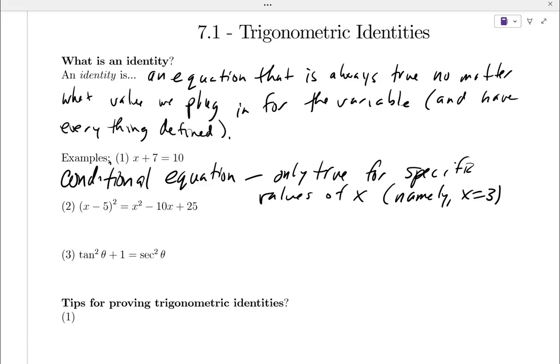Let's look at the next equation. Is this an example of an identity? Is this true no matter what you plug in for x? Yeah, because notice if you multiply this out, this is exactly what you get, right? So this is an identity. It's an algebraic identity, but it's an identity. It's an identity because we obtain the right-hand side from the left-hand side just by doing distributive properties, right?